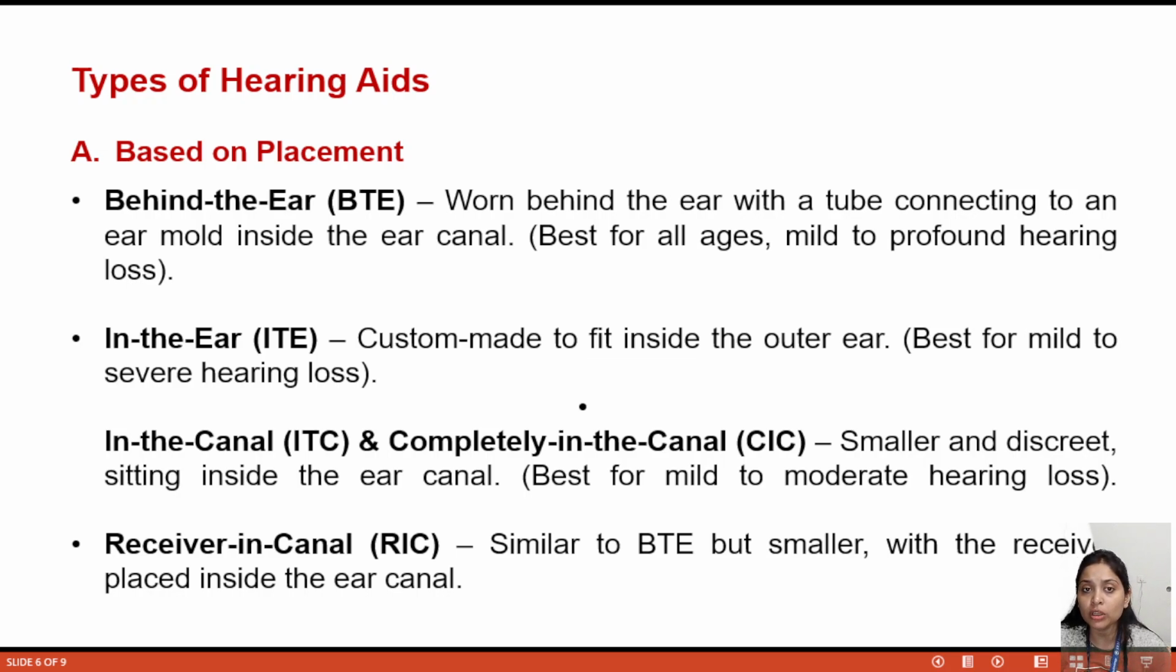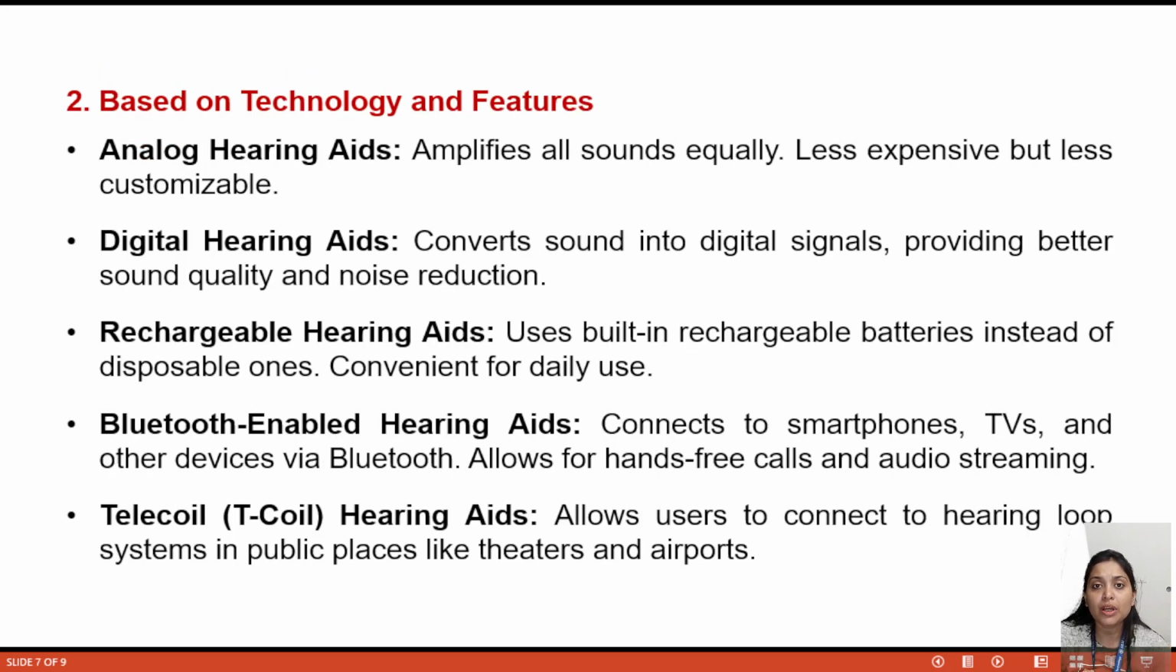Okay, all the divisions. Now we are going to the types based on technology and features. Different types are there, and you can easily understand them through the name. Analog hearing aids amplify the sound equally, as they are analog in nature, and they are less expensive than the others. Digital converts sound into a digital signal, providing better sound quality and also noise reduction capabilities.